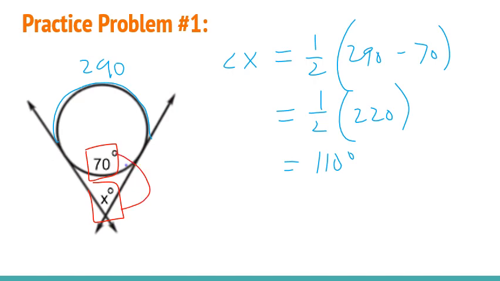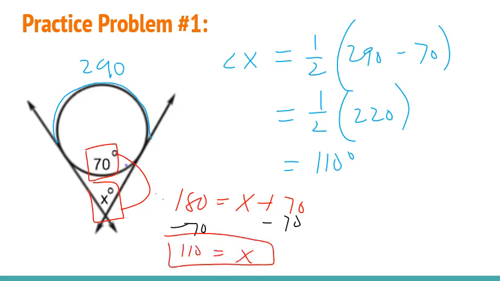So that means I could have also just done 180 equals X plus 70. And so if I subtract 70 from both sides, we would get X equals 110. Little less work if you can see the relationship that way, but both ways work.